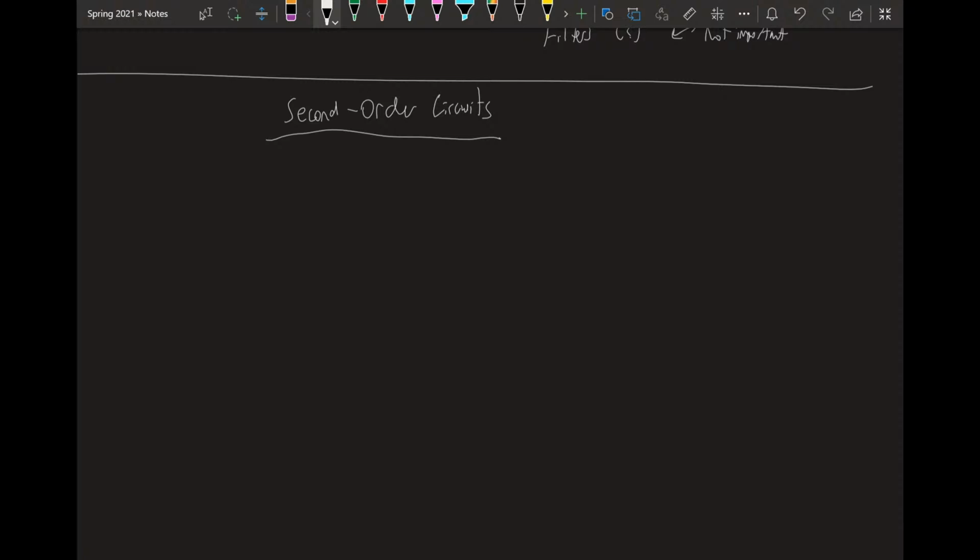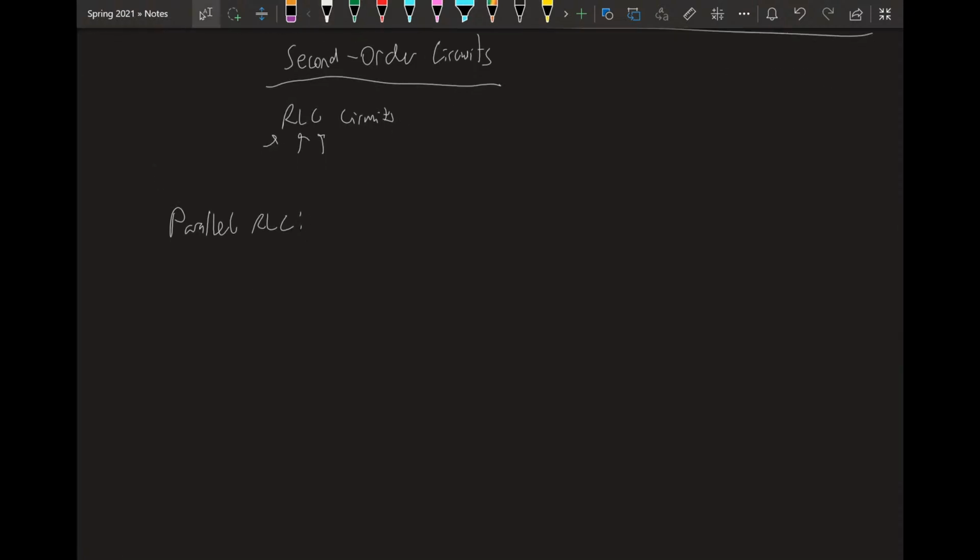Second order circuits. Let's start with the two types. First of all, second order circuits are your RLC circuits. They have a resistor, an inductor, and a capacitor, one of each, and they come in two flavors. You can have the parallel RLC or the series RLC, and I'll get to the series one later. The parallel RLC is when all three of them are in parallel, obviously. So we'll have a resistor, a capacitor, and an inductor all in parallel.